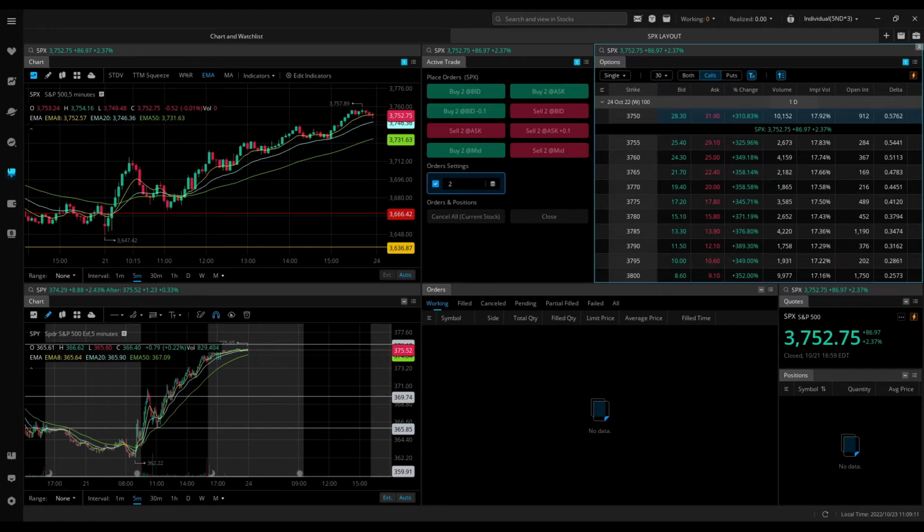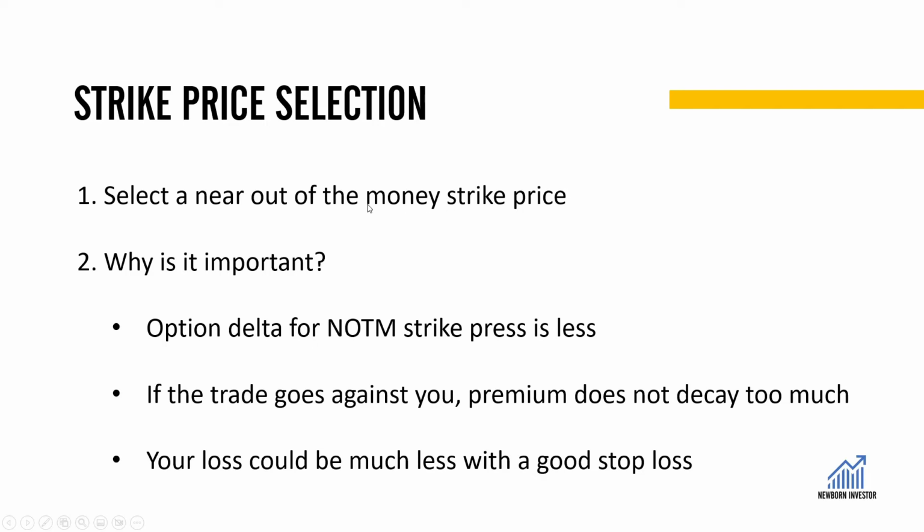If you go back to my slide, I trade near out of the money strike prices. So why is it important? Reason number one, the option delta for near out of the money strike prices is less. And what does option delta mean? For a change of a dollar in the actual stock, what's going to be the change in the option premium?